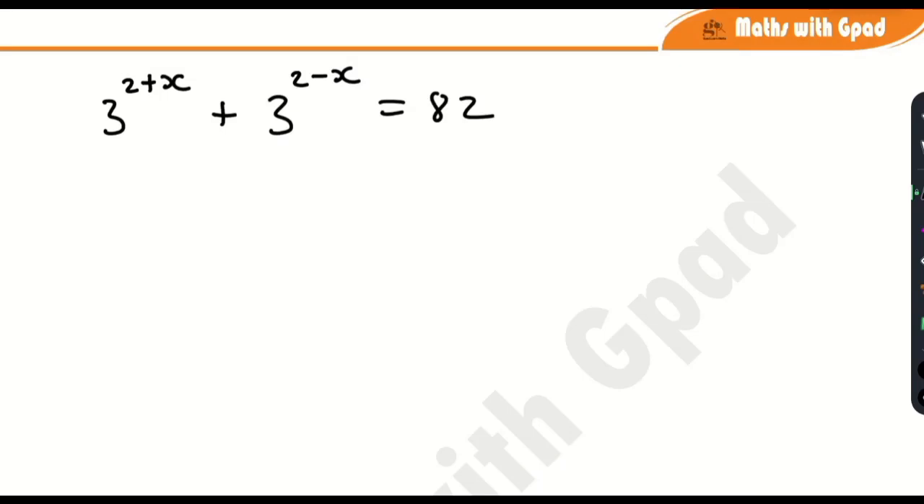In this video, we're going to be solving this exponential equation which says 3 raised to the power of 2 plus x plus 3 raised to the power of 2 minus x is equal to 82. Now let's start off by using one of the laws of indices, which states that if you have x raised to the power of a times x raised to the power of b, because they have the same base, you can resolve this by writing the common base, which is x, and then adding the exponent a plus b.